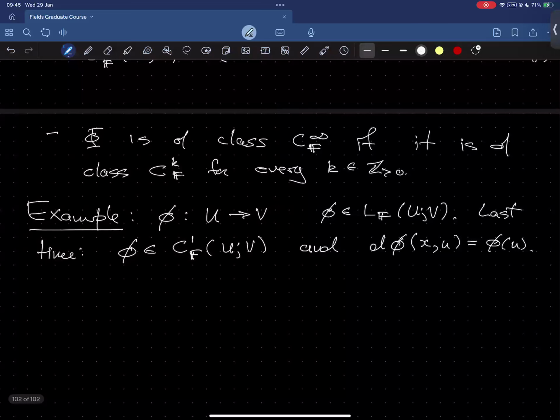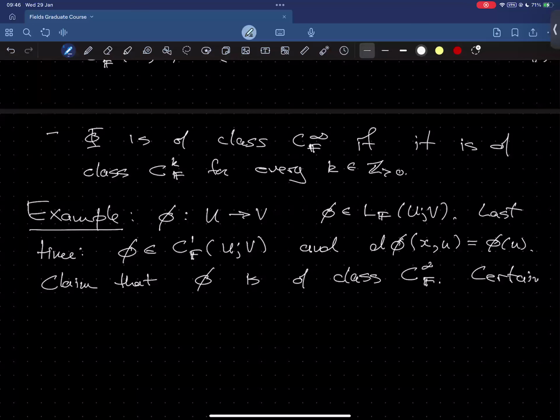So now we claim that phi is in fact of class C infinity. So continuous linear mappings are infinitely differentiable. And so to verify that it's of class C infinity, you need to show that it's of class C^k for every k. Okay, so that's what we'll do, and we'll do that by induction. So certainly, of course, phi is of class C^1, as we showed last time.